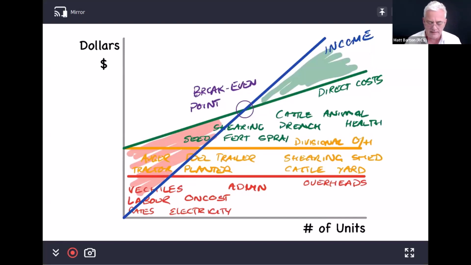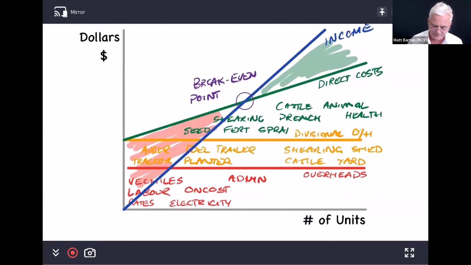So what we come down to is the 3 secrets of profit. The first secret is the number of units or the turnover. As you increase the number of units and you can keep your overheads and your divisional overheads the same, then you have a higher chance of making money. So it's what we call the turnover.